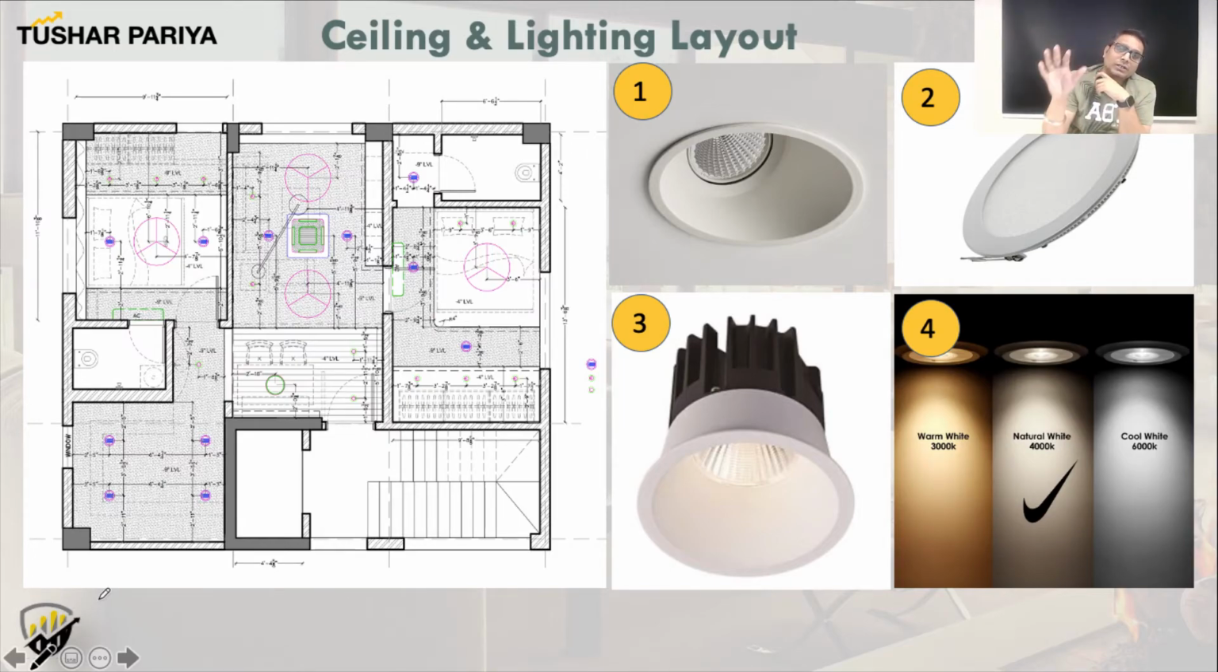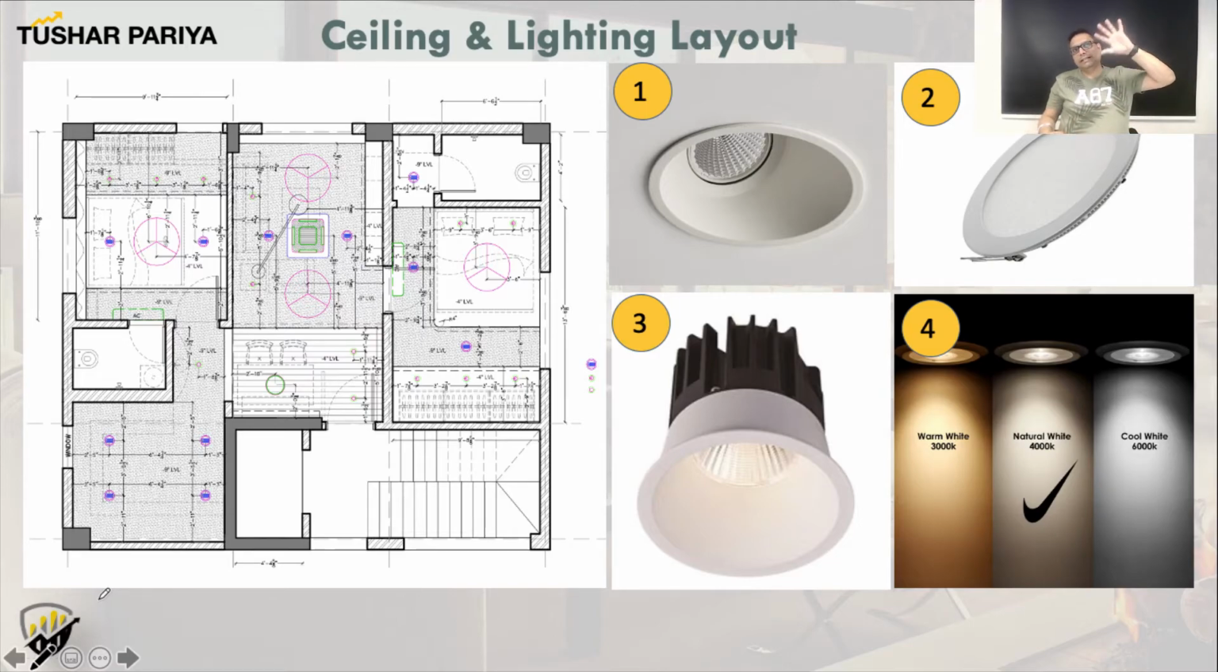You can do a combination of these 3 lights also if you want to create some different drama, or otherwise I would love to stick to 4000 Kelvin, be it a pedestal lamp or a hanging lamp, or even the cutout light. So the false ceiling lights which are displayed here. So this is something which is important.